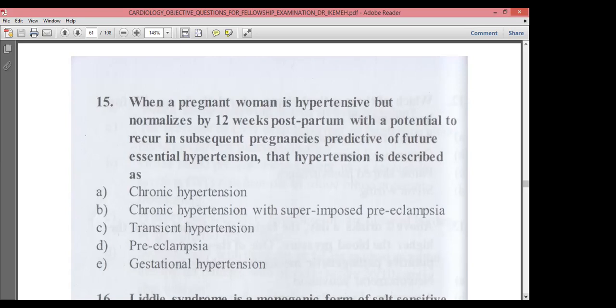All right. According to that latest classification, we have 2 options here that fit that answer: the transient hypertension and the gestational hypertension. But according to the book, it's the transient hypertension that was picked as the correct option. So what are your opinions on this question?